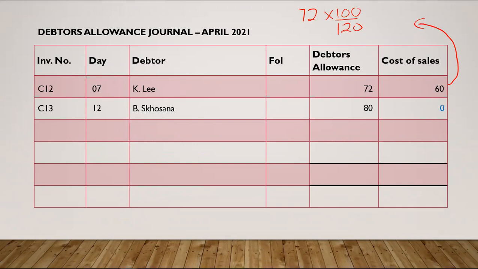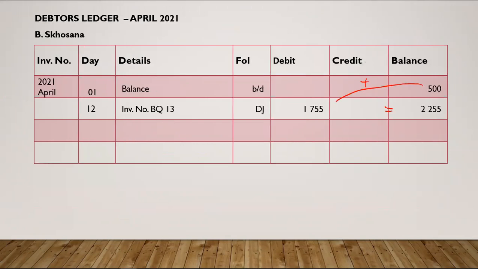Then we're going to take it to the debtors ledger of Bisco Sana. We will have the 15 is credit note C13, DAJ, it will be on which side? Debit or credit? On the credit side. How do we get a new balance now? It is 2,255. You minus the 80 rand, it will give you a new balance, which will be 2,175. Done.